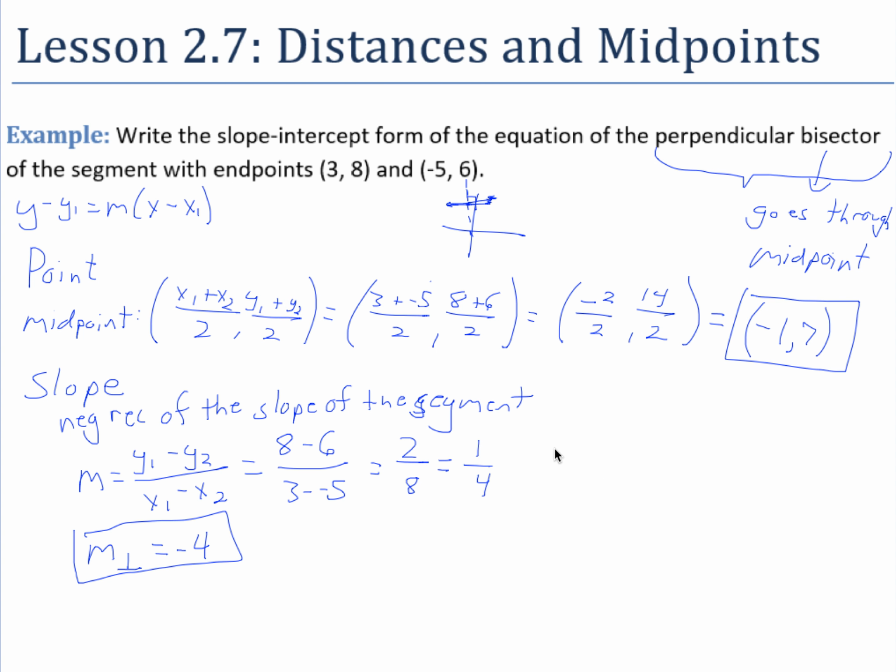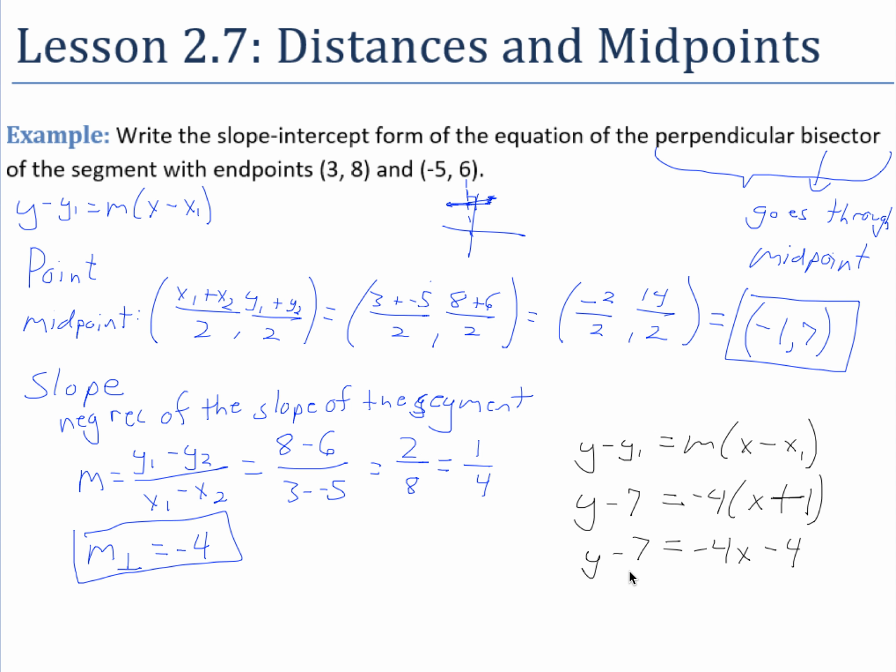Let's come here and do that. So again, we're going to start with point slope form: y minus y sub 1 equals m times x minus x sub 1. We're going to plug in our point. So 1 minus y sub 1, so 1 minus 7, equals our slope that we're using, which is negative 4. And then x minus the x value, so minus negative 1, which we know is plus 1. And we can distribute, so negative 4x minus 4, and we can add 7 to both sides.